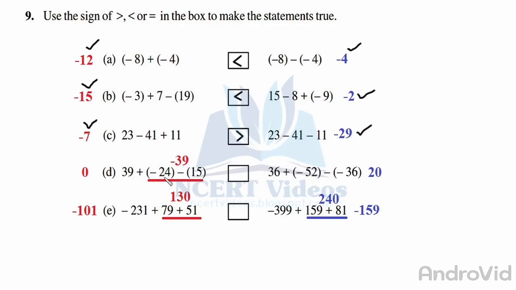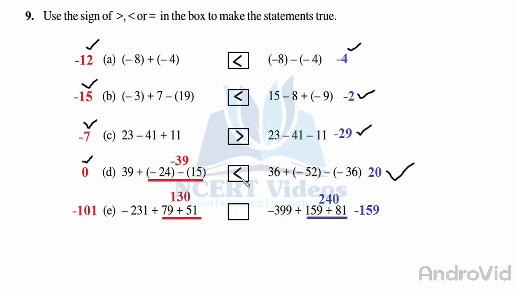Here minus 24 and minus 15 is minus 39, and when you add it to 39 it is 0. Cancel out. Now here plus minus is minus and minus minus is plus. Okay, so we can add first and last term, that is 36 plus 36. How much? That is 72, and 72 minus 52 gives you plus 20. Now it is very easy. 20 is greater than 0, therefore the sign will come towards the greater than sign. You have to open mouth towards the greater sign. This is the trick to do it or to learn it.